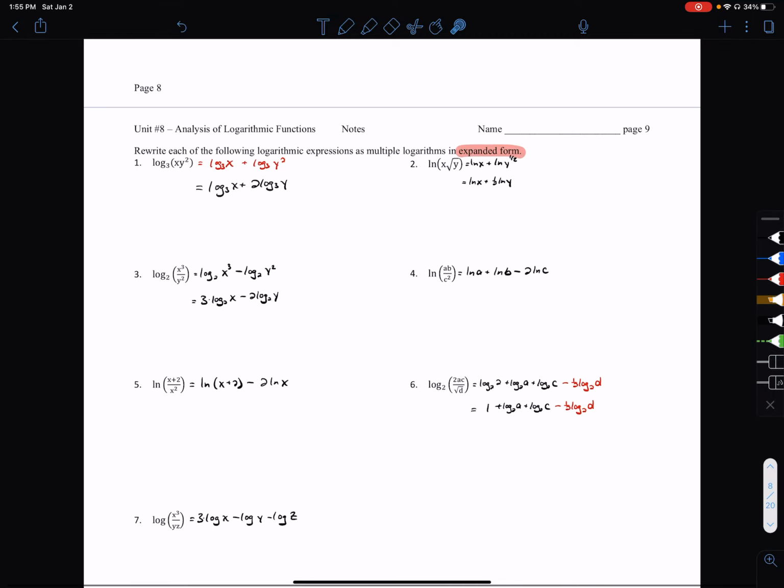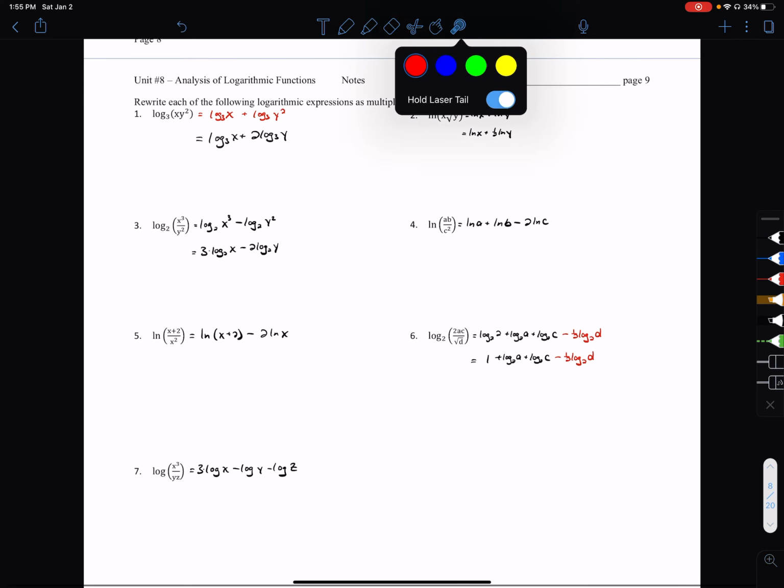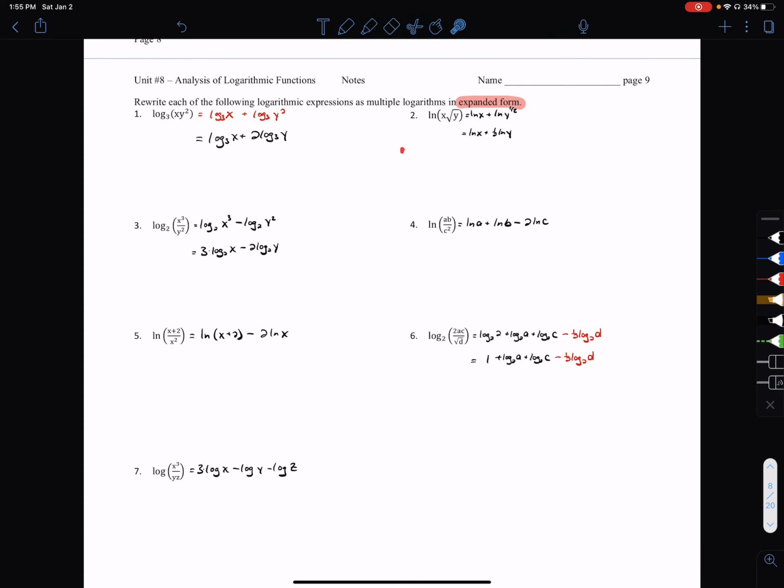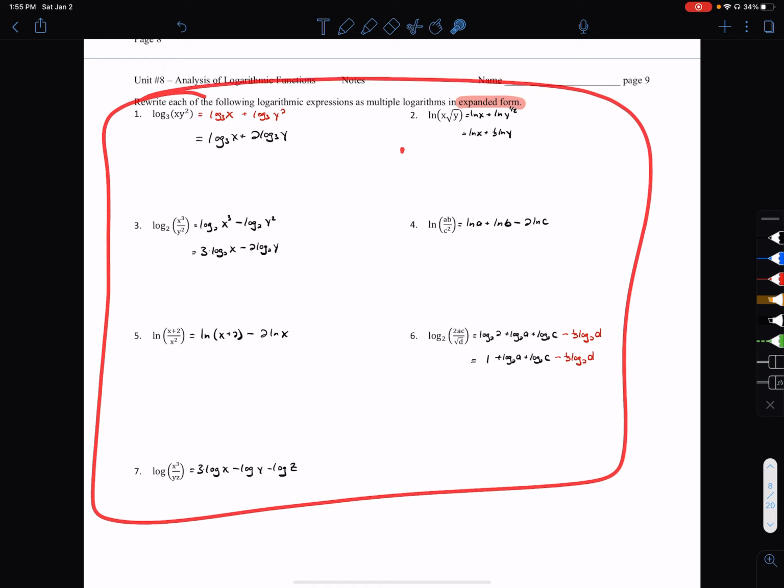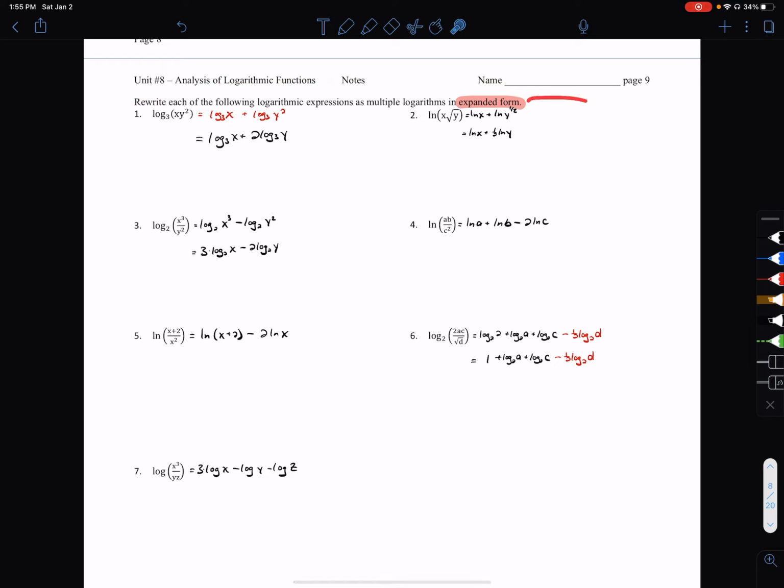All right, that concludes this exercise. This is an exercise to see if we understand how to use these different properties when we're supposed to expand or if we're supposed to condense.